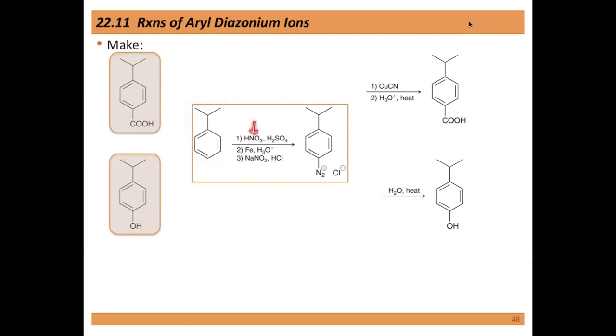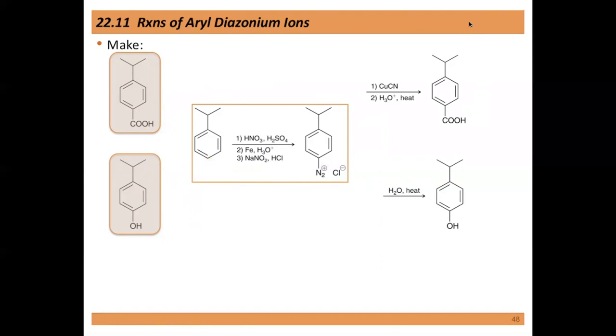first nitrate it, HNO3, H2SO4, and that would give us an NO2 here. Okay, so after that, we would do step 2, which turns that NO2 into an NH2. Iron and H3O plus would turn that into an NH2. Actually, since we're under acidic conditions, it actually would be an NH3 plus there. But that's not going to cause problems for us.